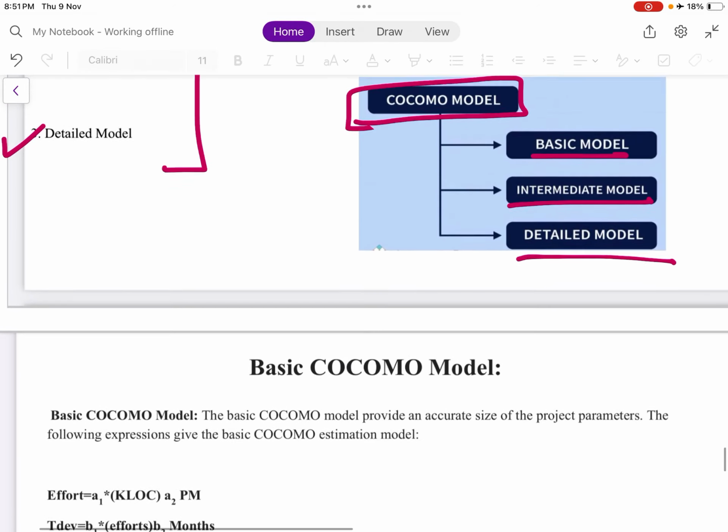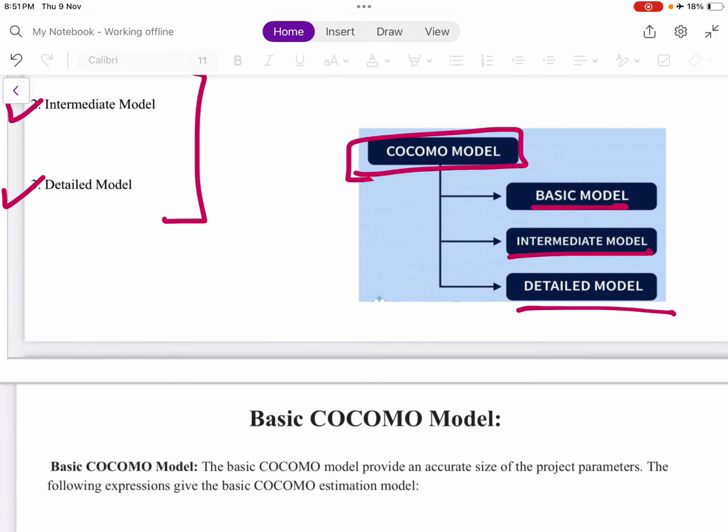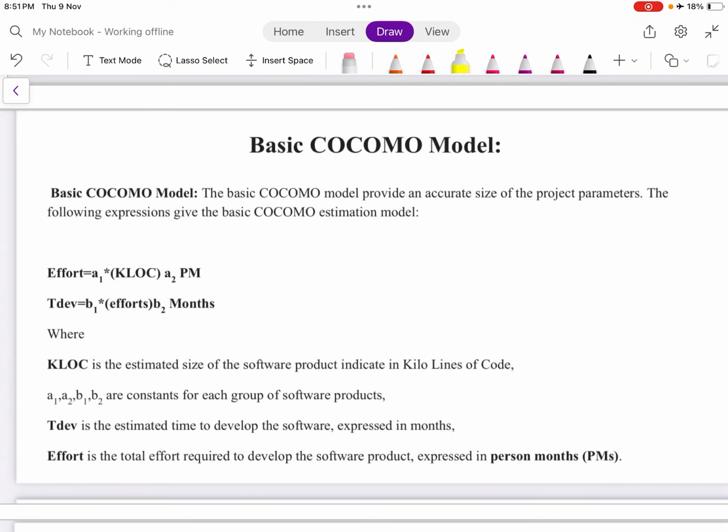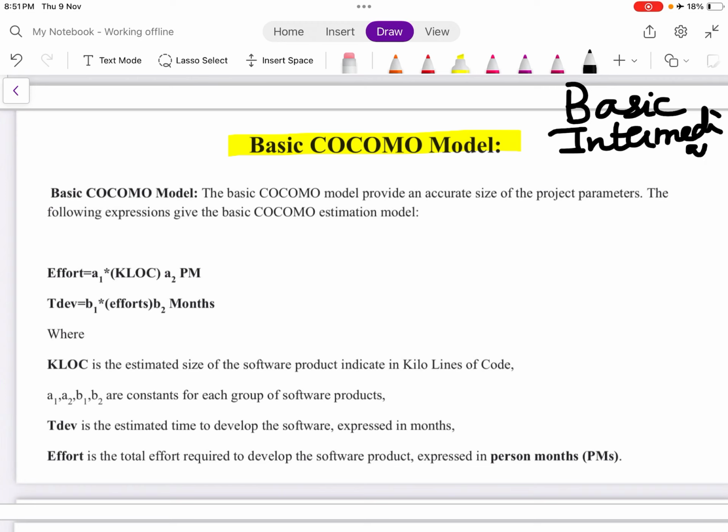So in the last part we saw that the COCOMO model has three types: basic model, intermediate model, and the detailed model. First we will see the basic COCOMO model completely.